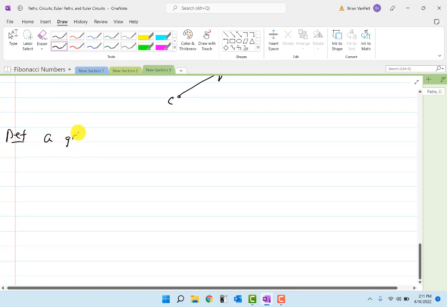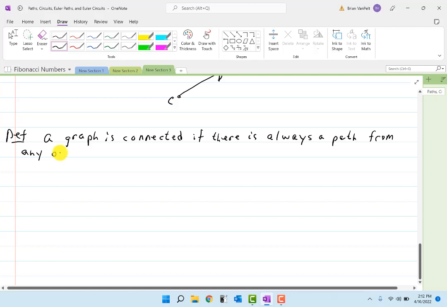A graph is connected if there is always a path from any one vertex to any other vertex.